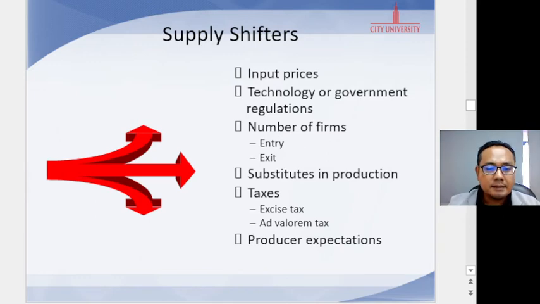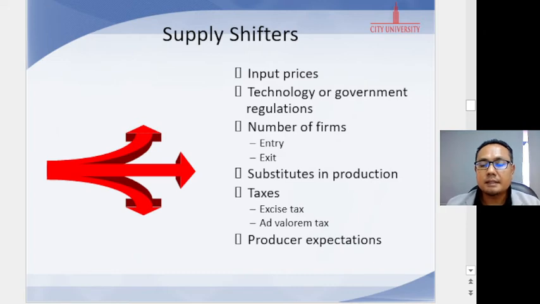And taxes. Okay, we have two here. Excise taxes and something maybe quite rare to hear, ad valorem tax. So the position of the supply curve is also affected by taxes. And an excise tax is a tax.